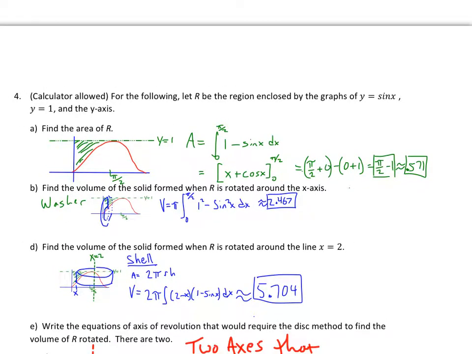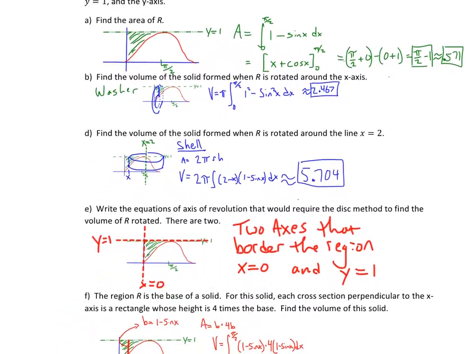Next one here, we've got the sine of x and the graph y equals 1. So here's the sine of x, here's y equals 1, and it's bounded by the y-axis. It's really important that you identify and sketch for yourself what that area looks like. Now we're going to revolve it. Oh, first find the area. So we have 1 minus the sine of x, integrating from 0 to pi over 2. You have to find the two points where the functions match. Integrate that and we end up with 0.571. I did it by hand there, but this is calculator action, so use your calculator.